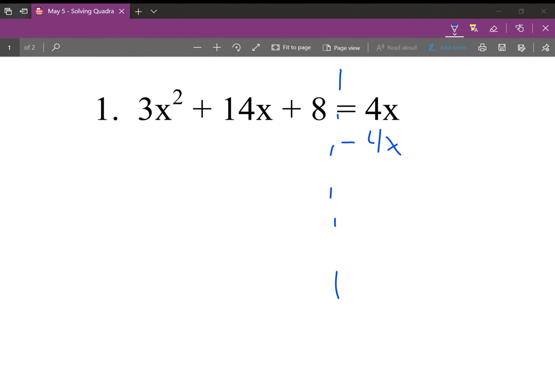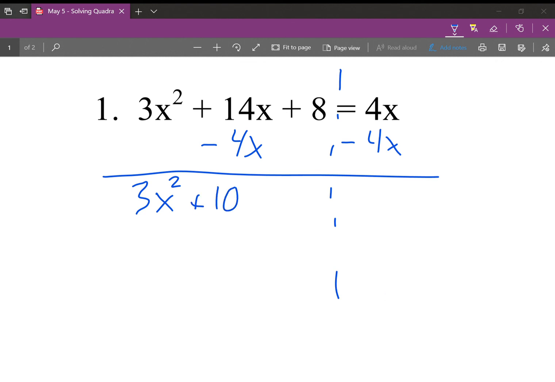If I'm doing an x term, I need to subtract it under the x term. So over here, this is 14x. I'm going to subtract the 4x from here. So when I do that, what happens? Well, the 3x squared comes down unchanged. 14x minus 4x, well, 14 minus 4 is 10, so this becomes positive 10x. The plus 8 did not change. There was nothing to change it. And then over here on the right-hand side, well, 4x minus 4x is 0.